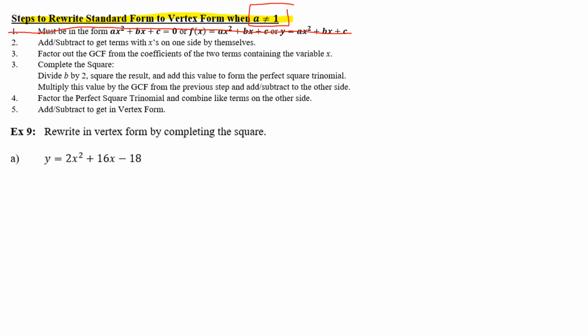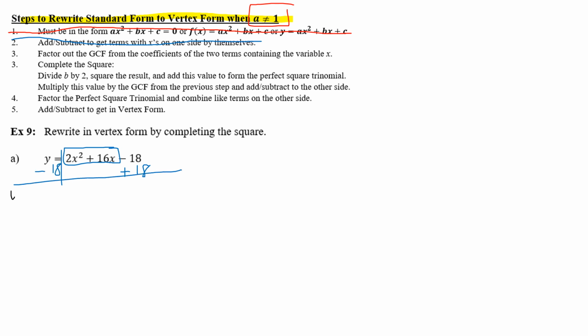We have y equals 2x squared plus 16x minus 18. Sure enough, that's standard form, so we're done with step 1. Step 2, add or subtract to get all the terms with x's on one side by themselves. So we want to get this right here by itself, so we're going to add 18 to both sides to get rid of the minus 18.